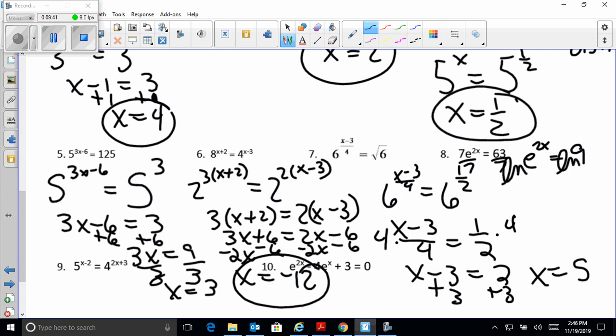Take the natural log of both sides. So I get 2x is equal to the natural log of 9. We'll just divide by 2. What's x equal to? I can say natural log of 9 over 2. Or if I am approximating that, 1.099.